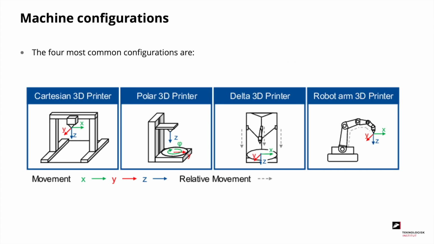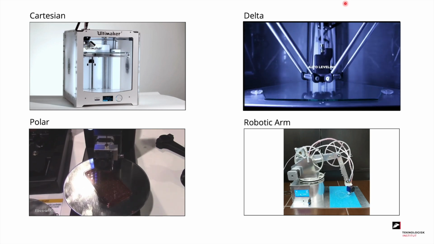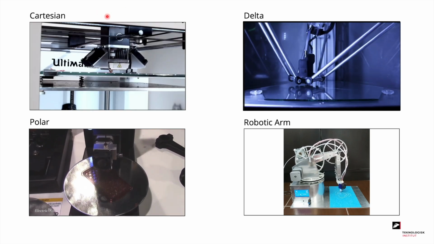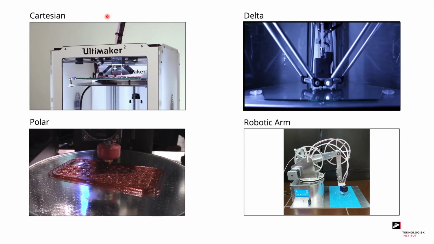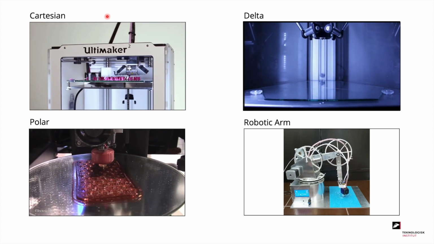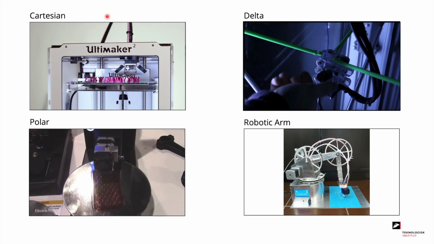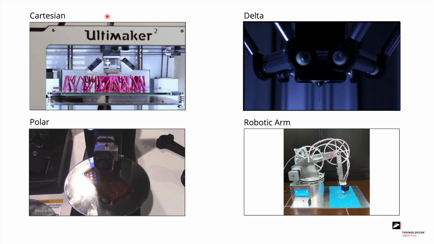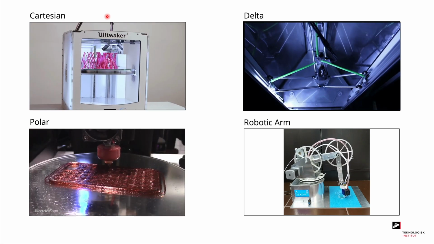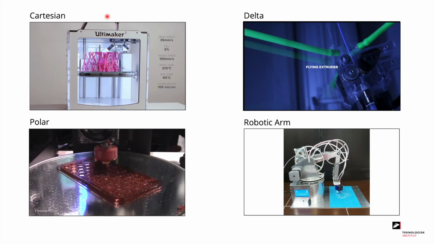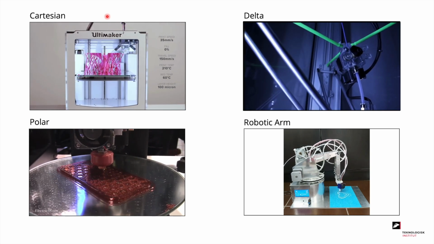When we look at FDM printing, there are mainly 4 different machine configurations that are used to move the nozzle or the build platform around when printing. We have the Cartesian, the polar, the delta and the robotic arm. In the upper left corner we see an example of a Cartesian FDM printer. Here we have an extruder that moves in the XY plane, and then the platform will lower down in the Z plane. In the Cartesian setup we have a static XY table, as you might know it from a 3-axis milling machine, but instead of milling, here we just extrude material.